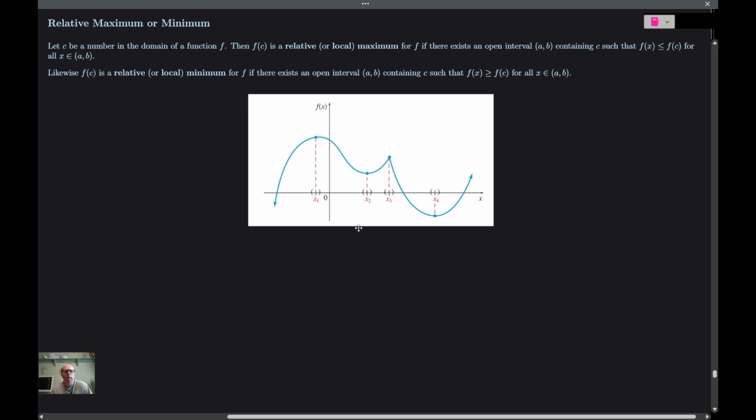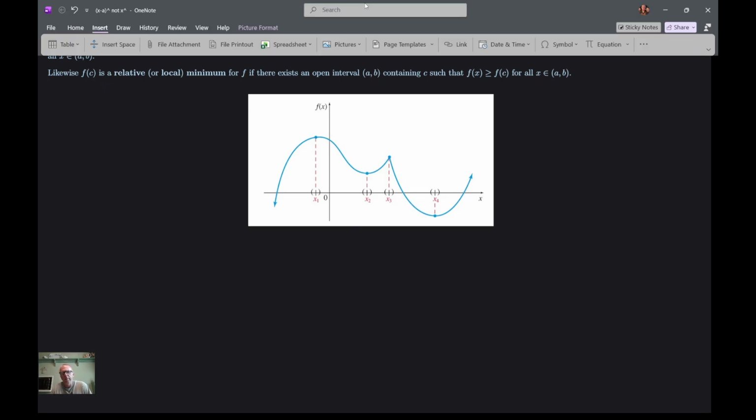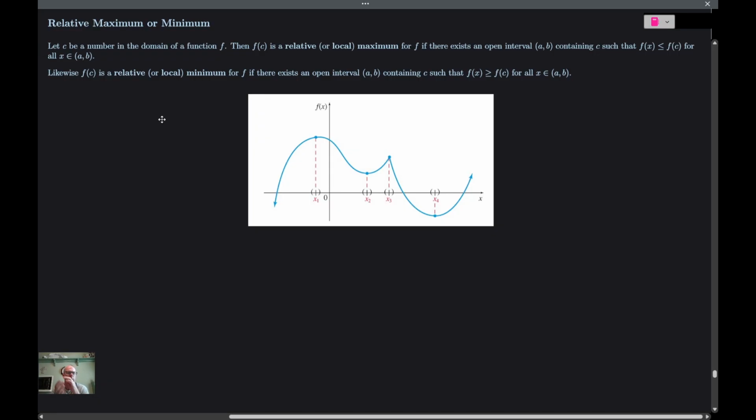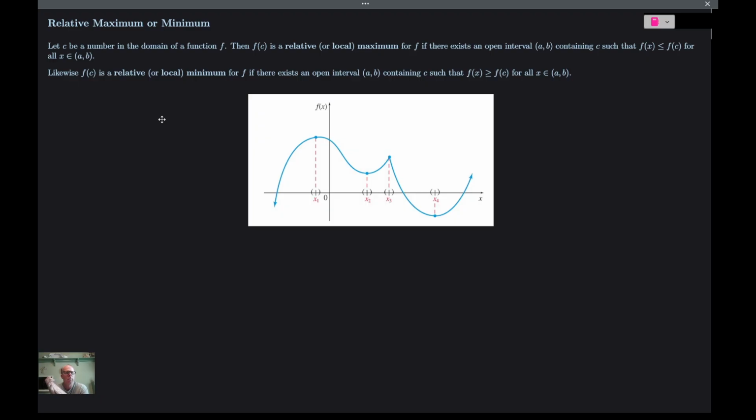All right, let's talk about some more applications of the derivative. In this section, we're going to talk about how to find the maximum and minimum of a function. We're going to introduce this term that you've probably seen before, relative max or relative min, as opposed to the absolute max or the absolute min.